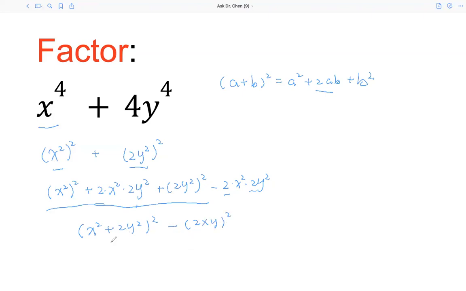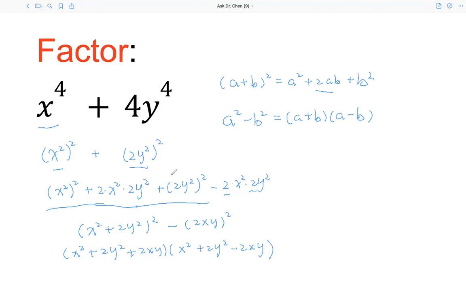We have a difference of two squares. So we can write it as a difference. Let me remind you, the difference of two squares, a squared minus b squared, equals a plus b times a minus b. So in our case, a squared is the first term squared, so a is x squared plus 2y squared. And b is 2xy. So first we add 2xy, and then we have x squared plus 2y squared minus 2xy.